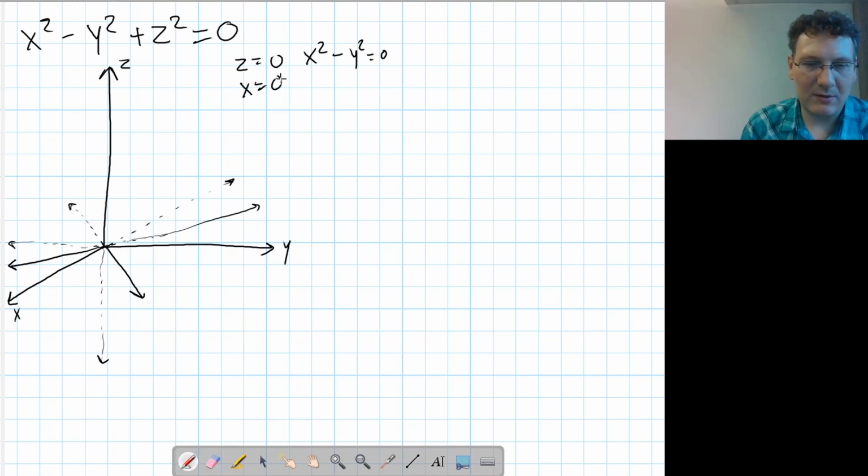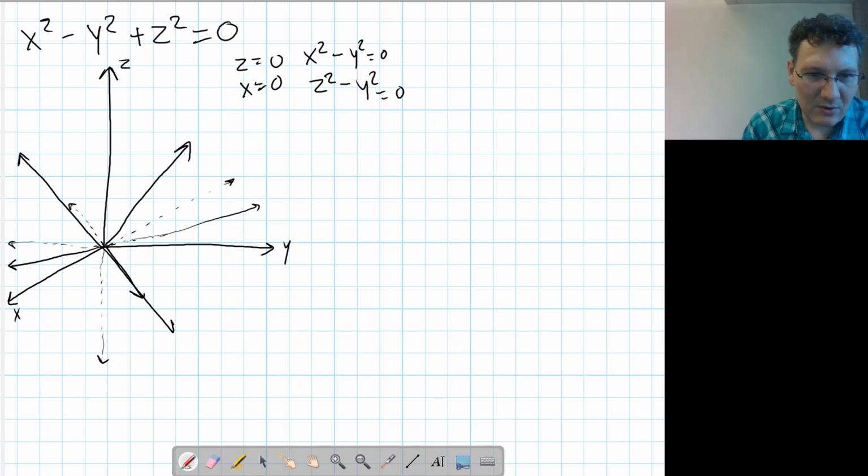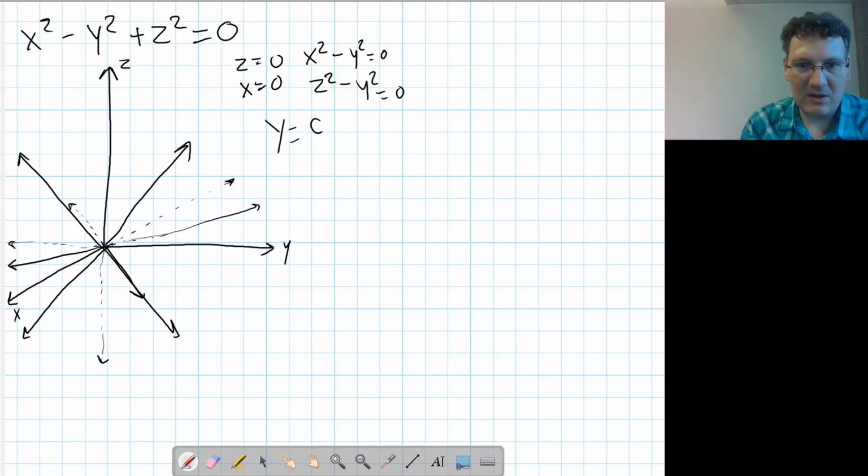If we set x equal to 0, so this is going to be on the yz plane, you're going to get z squared equals y squared. Well, you could write it like that, z minus y squared equals 0. This is going to be on the xy plane, so I'm going to draw it like this, and I know this is going to be really hard to look at. But now we can actually start to see what happens if we set y equal to some constant.